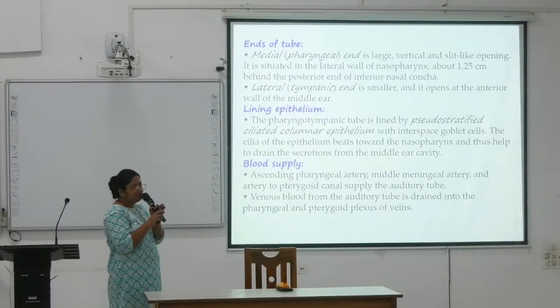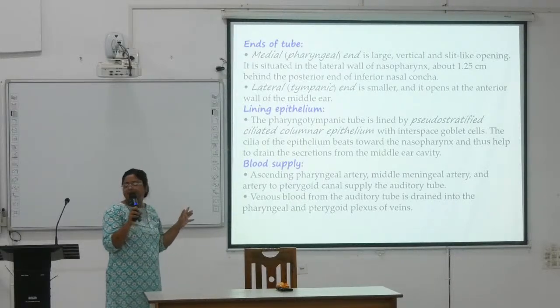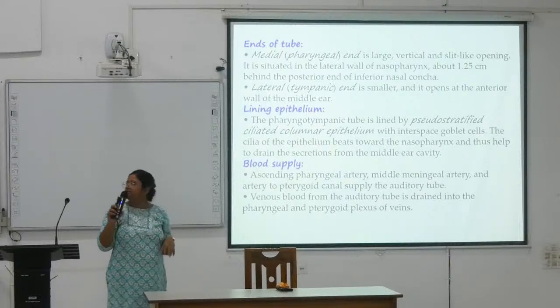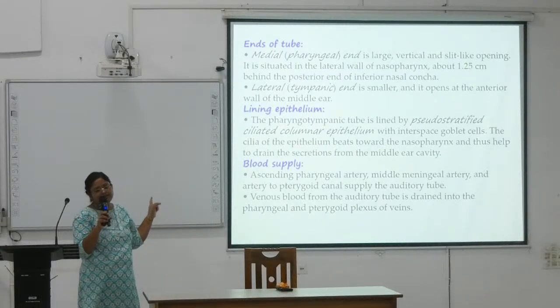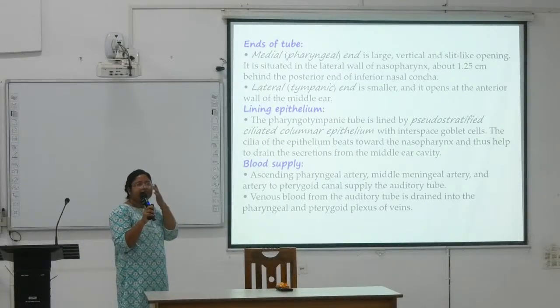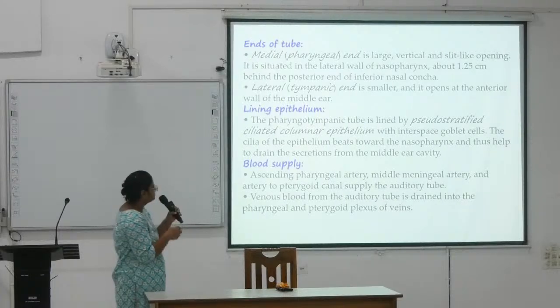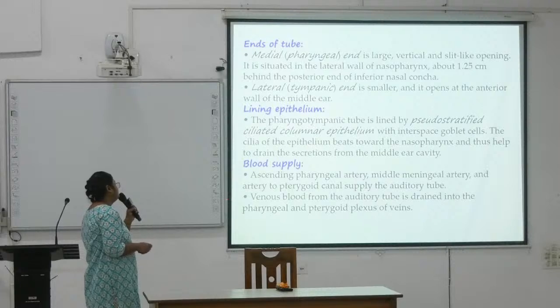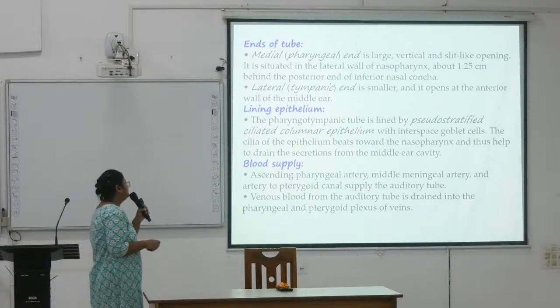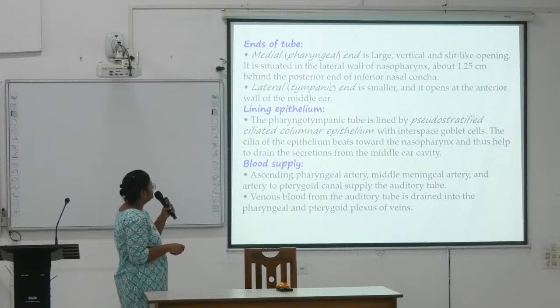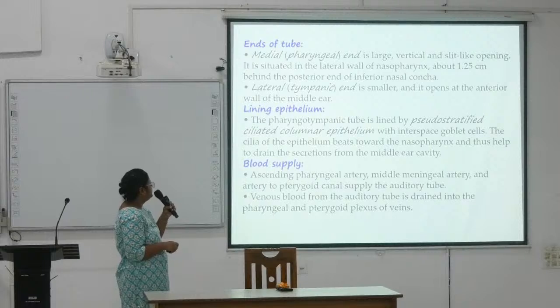Okay, so its function is maintaining the air pressure on two sides, and also the secretion is drained into the nasopharynx via this beating of cilia present here. Blood supply: the ascending pharyngeal artery, middle meningeal artery, and artery to pterygoid canal supply the auditory tube. Next, venous blood from the auditory tube is drained into the pharyngeal and pterygoid plexus of veins. So this is the blood supply.